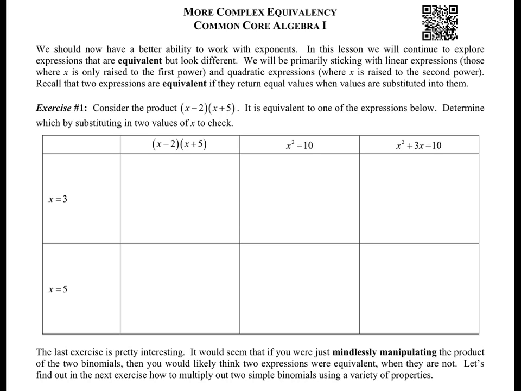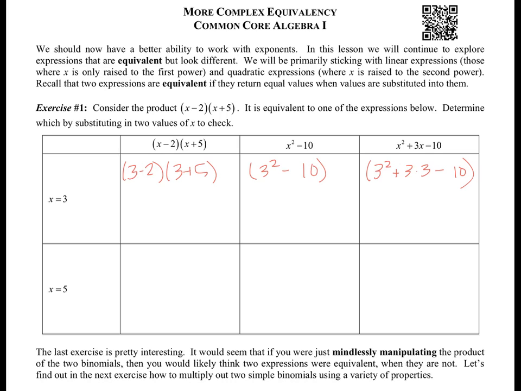So we're looking at (x - 2)(x + 5), and we're seeing if it's equivalent to one of the expressions below. So see if it's equivalent to x² - 10 or x² + 3x - 10. In order to do that right now, we're just going to plug in 3 in the first row and then 5 in the second row. So in the first row, instead of x every time, I'm going to write 3. I'm going to go through and do that first, so I don't forget what it's asking me to do. So 3² + 3 times 3 - 10.